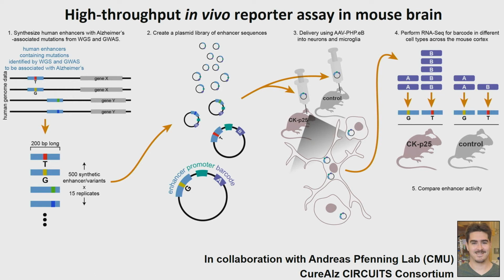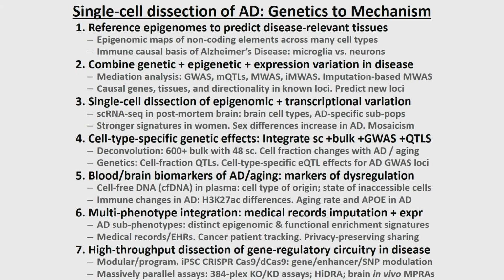So what I've showed you so far is basically how we build reference epigenomes to dissect the disease-relevant tissues and regulators, how we can combine genetic, epigenetic, and expression variation in the context of disease to understand causal genes, how we can apply all of that at the single cell level, how we can use both blood and brain biomarkers of disease and aging, and how we can integrate this information across many phenotypes, and lastly, how we can dissect the underlying predictive models at the circuitry level.